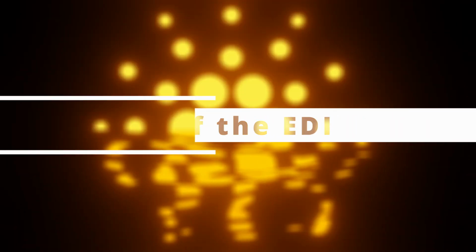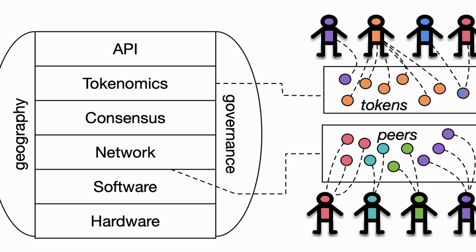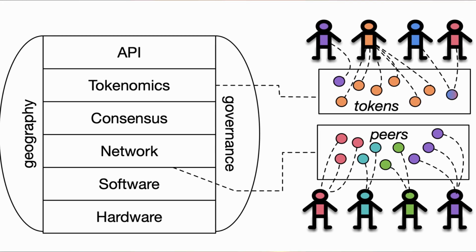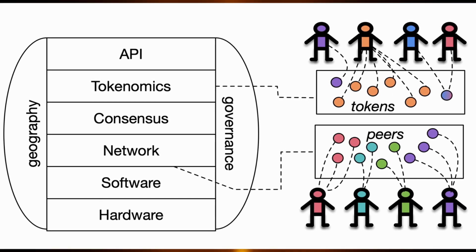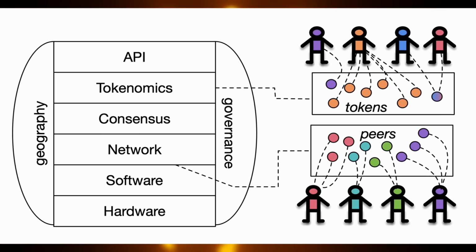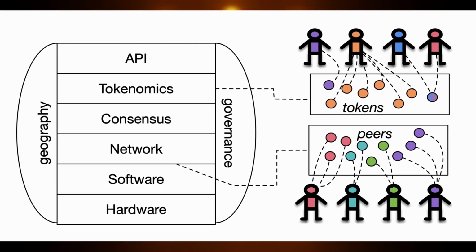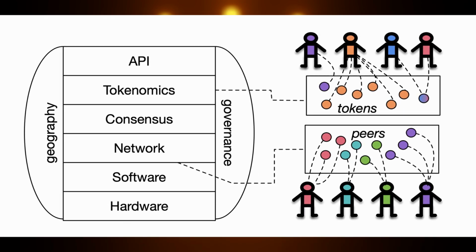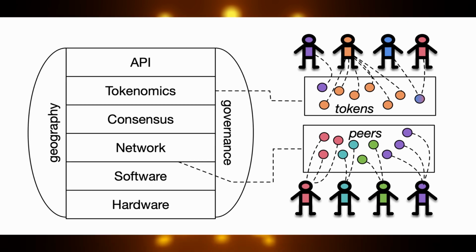Layers of the EDI. Now, it's probably best we start with this image. So the EDI dissects blockchain systems into multiple layers. They're called strata, which encapsulate various categories. The strata that the EDI focuses on include API, tokenomics, consensus, network, software, and hardware.